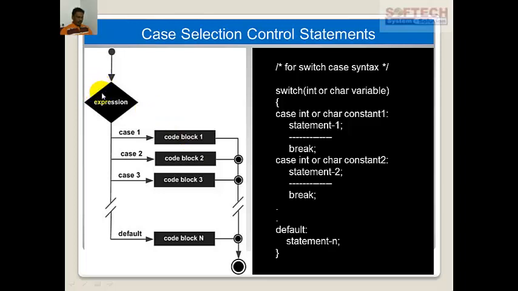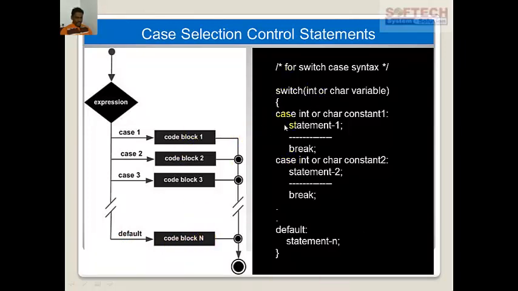This is a flowchart representation for case selection, that is switch case. This is expression 1. If the condition, case is 1, code block 1 is executed. If case is 2, it executes block 2. Block 3. If the condition is not met by any case, then by default this executes.